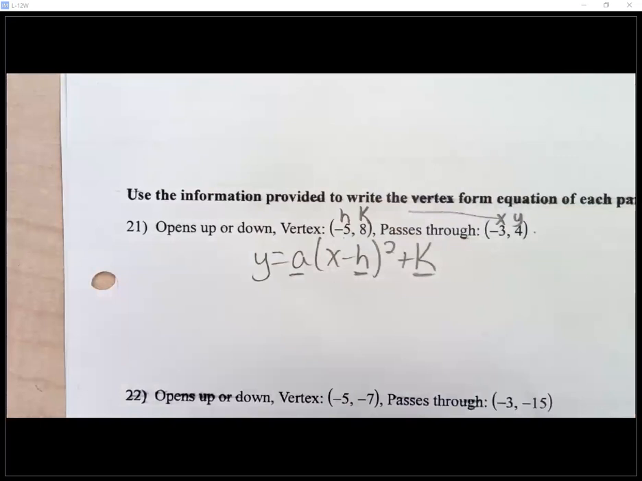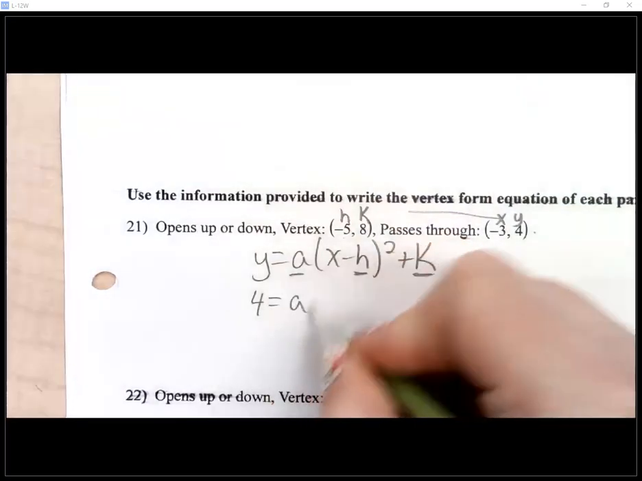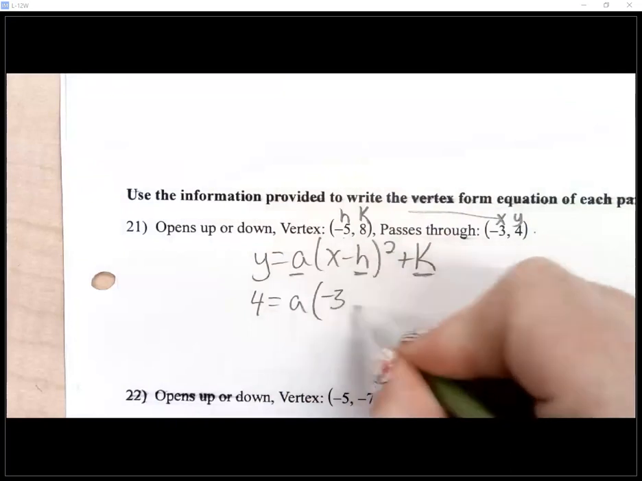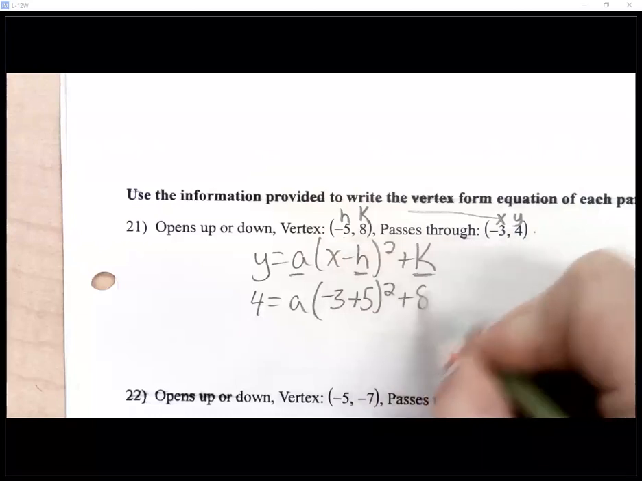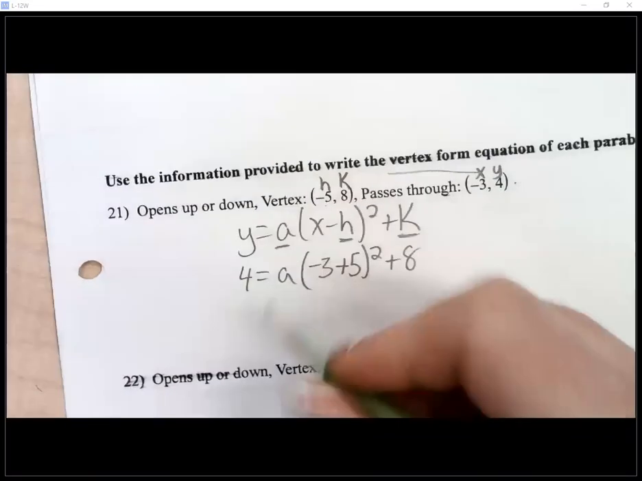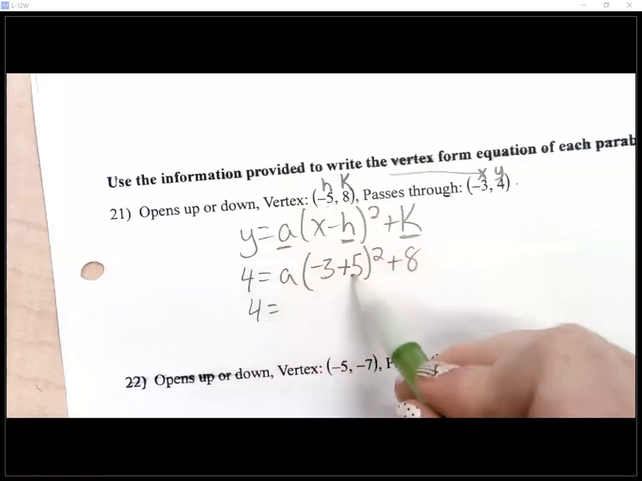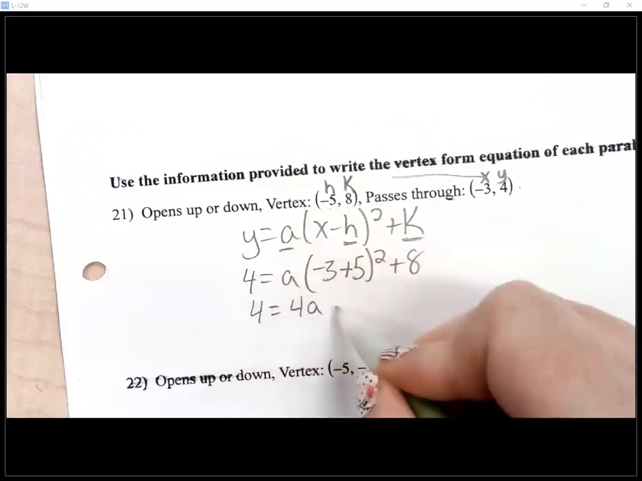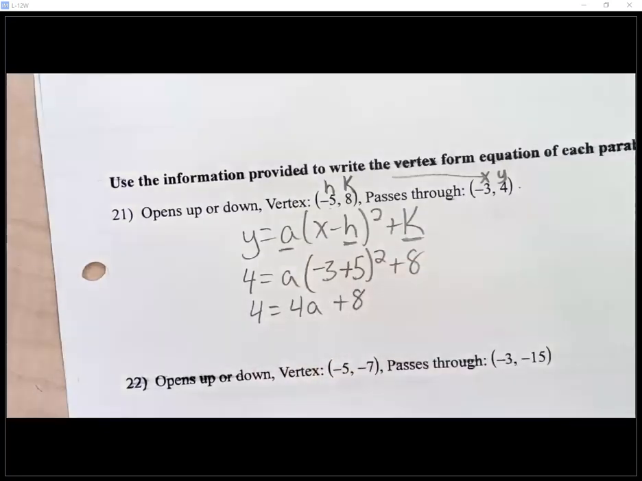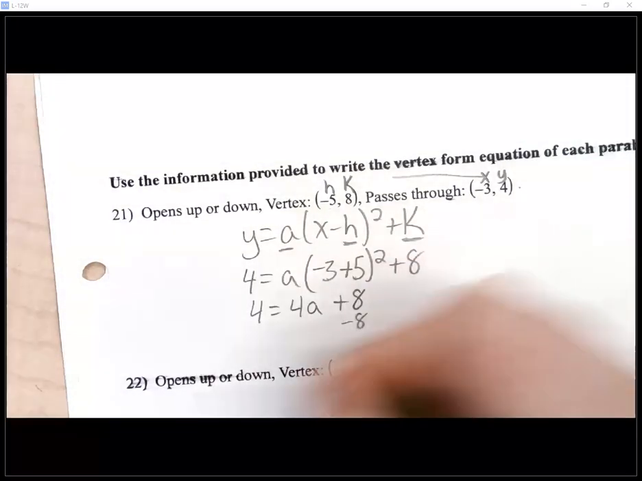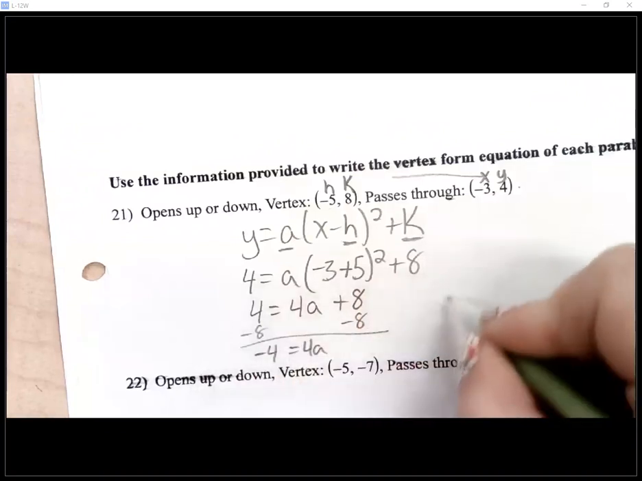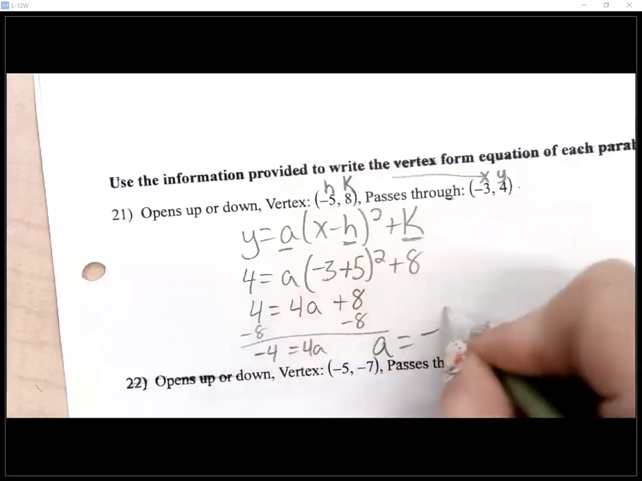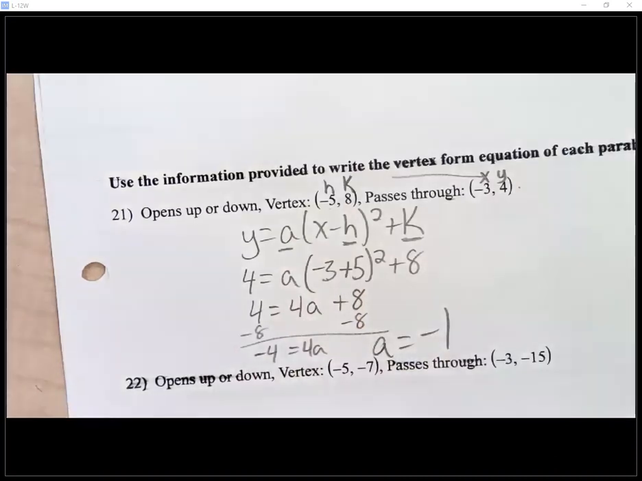So let's see, y is 4. a is the one I don't know. x is -3. Minus -5 turns into a plus, squared, and then k is +8. So I'm just going to evaluate this. -3 plus 5 is 2. 2 squared is 4. So I'm going to write that as 4a. And then if I just solve from here, -8 minus 8, -4 equals 4a. So a looks like it's going to be -1. That makes sense so far?